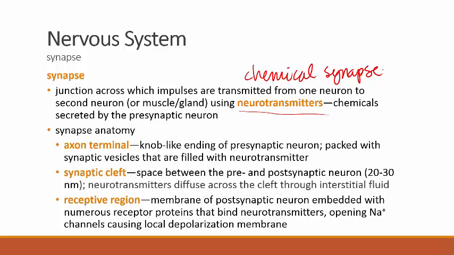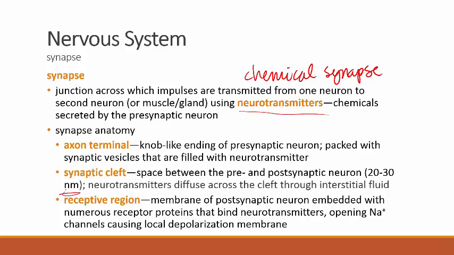So the axon terminal, that's the knob-like ending there of the presynaptic neuron. That's where the axon comes to an end, and it is the axon terminal that's packed with synaptic vesicles, and it's the vesicles that are then filled with neurotransmitter. There's the synaptic cleft, as we're looking at the anatomy. That's that space. It's a very, very, very tiny space, 20 to 30 nanometers. That's what this NM means. A nanometer is a millionth of a meter, and the neurotransmitter has to diffuse across this cleft.